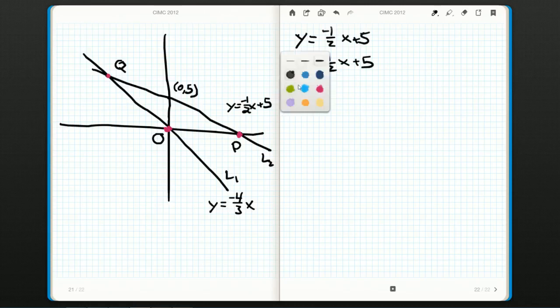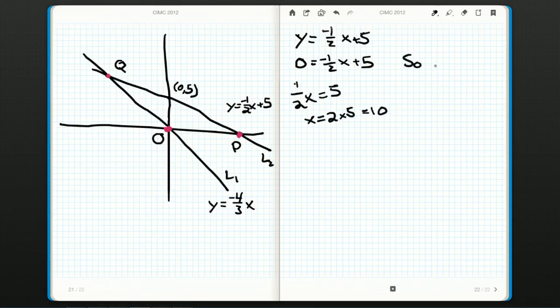We can do it a number of ways. I'm going to bring the 1/2 x over onto the left side. Okay, and then I just want x by itself, so I'm going to multiply by 2 to cancel out this 1/2. And we get 10. So what does P look like? It's 10, 0. And that makes sense. We have a positive x value here.